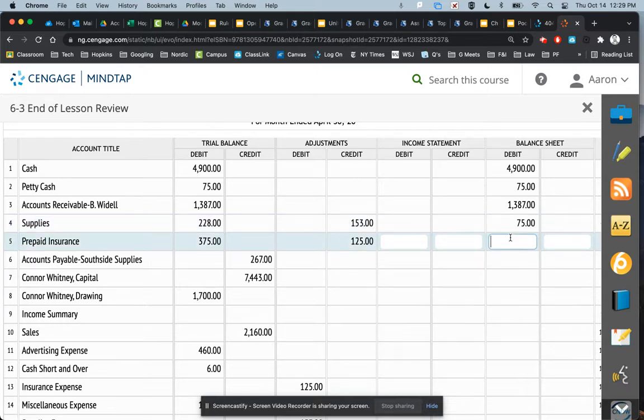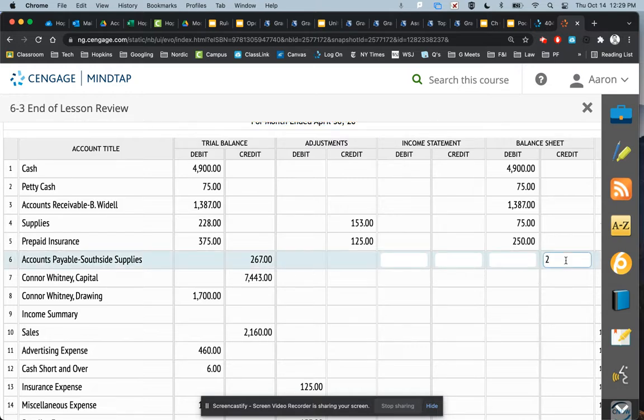Prepaid insurance, same thing. What is that difference? 150? What is it? 250? 250 is the balance. Thank you. Accounts payable, that's a liability. That has a credit balance of 267, so that's going to go over on our credit side.